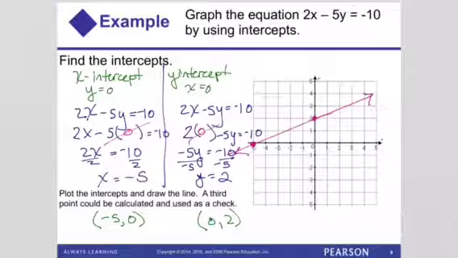So that's one of the most useful things about the x and y intercepts, it's for graphing. The other thing I wanted to mention is you see this negative 5y right here and the negative 10. Be really careful with your signs so that you don't drop those subtraction signs.